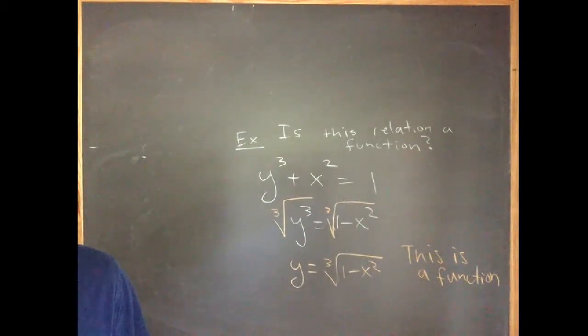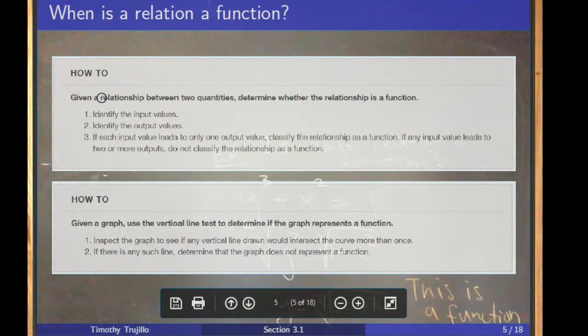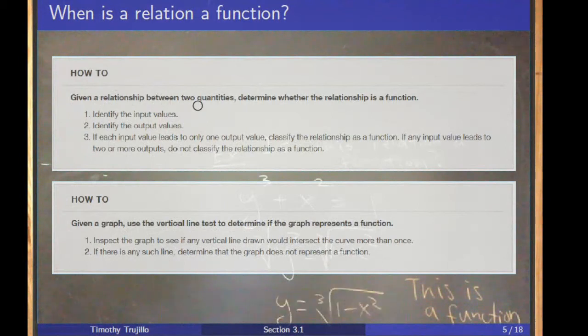Okay, so that's another way to describe a relation. And let's talk about the general method here. How do we determine when a relation is a function? Somebody gives you a relationship between two quantities, either an equation or a list of ordered pairs or a graph, and you'd like to determine if that relationship is a function.